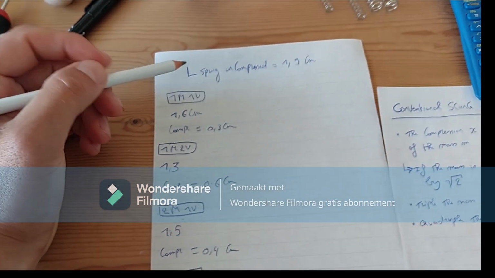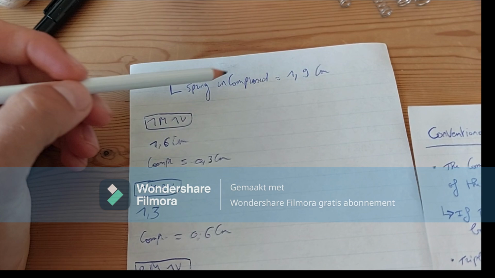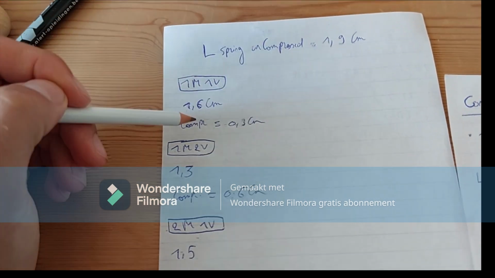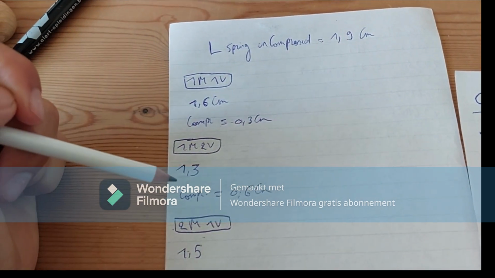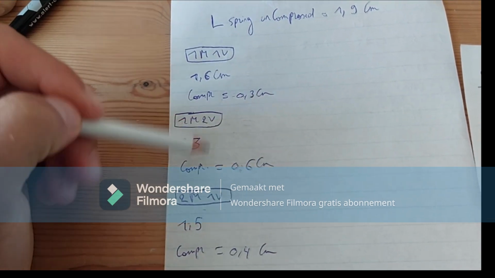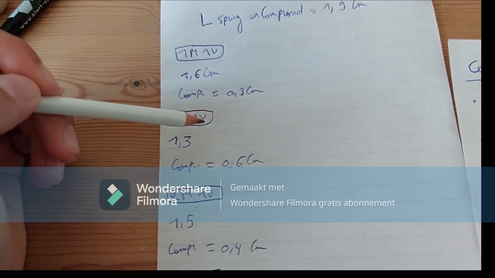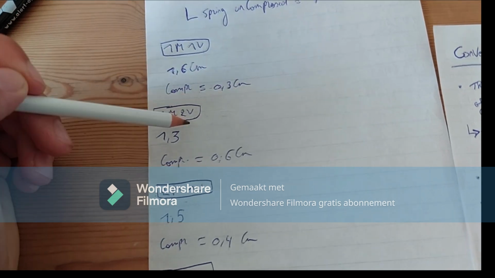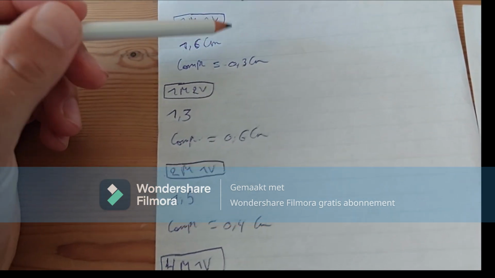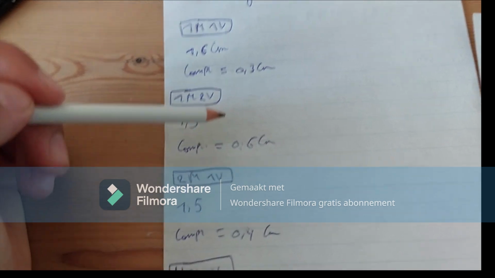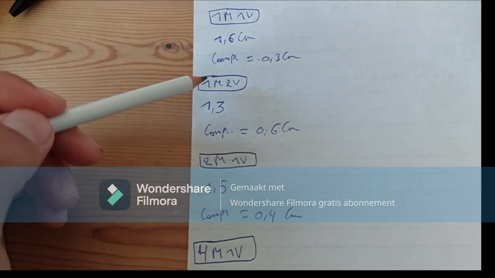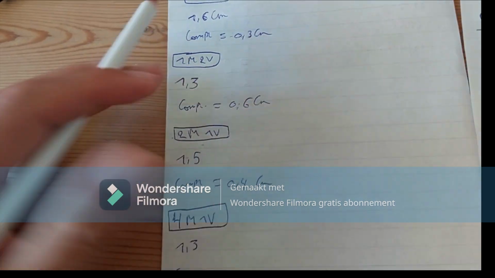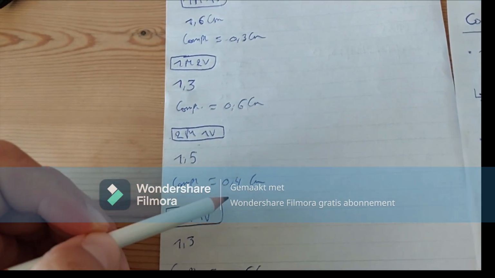Now let's discuss the results. So once again, the length of the spring uncompressed is 1.9 centimeters. For the one mass, one velocity, I had a consistent compression of 0.3 centimeters. When we double the velocity of the one mass, I had a very consistent compression of 0.6 centimeters. And again, both parties agree that when we have the same mass but we double the velocity, we get twice the spring compression, and I have exactly these results, 0.3, 0.6.